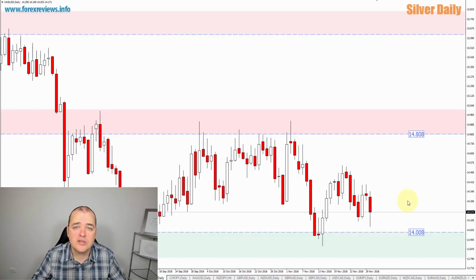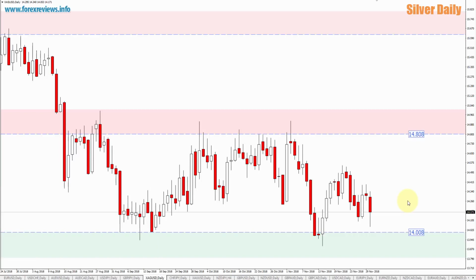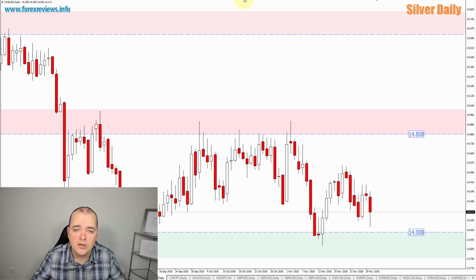The next market to highlight is silver, and I'm on the daily chart. The trading area I'd like to highlight on silver this week is the $14 area. This is an area that acted as really strong support on the previous test of this important zone back here and back here in the past, looking left.